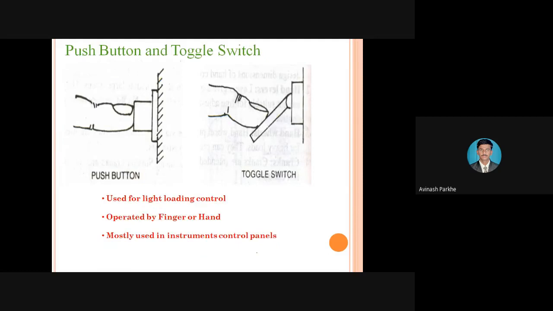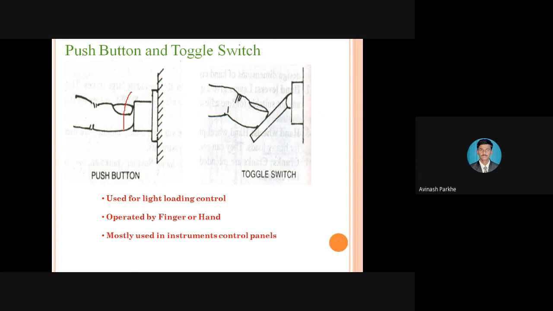Then push button and the toggle switch. Here the figure for the push button and the figure for the toggle switch is also given. So push button means if I have to start the machine, I will press that particular button and the machine will get started. If I have to stop that machine, again I have to press the same button, that button will come in the outward direction and your machine will get off. So such types of push buttons are provided in various types of machines to start the machine or to stop the machine.